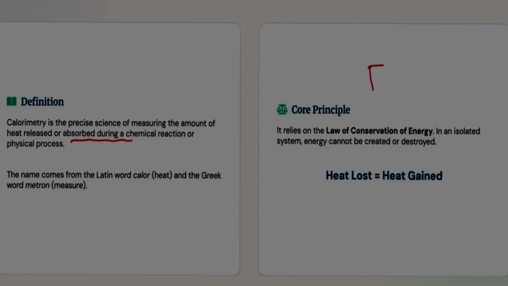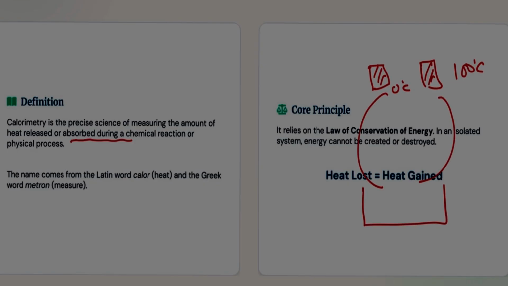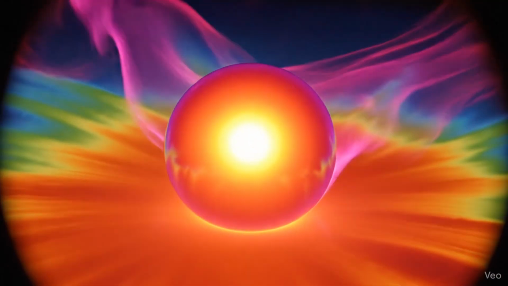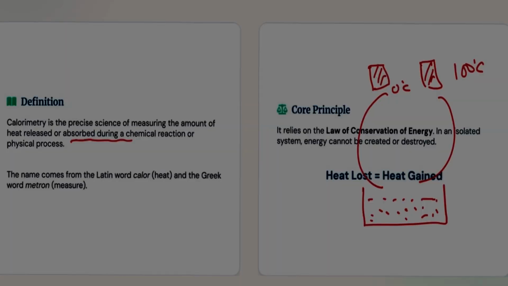Actually, if you have this ice block and a second one, the iron, that has a 100 degrees Celsius temperature, and ice has a 0 degrees Celsius temperature. If I mix these two in a bucket, what will happen? Ice will gain energy and this iron will lose energy.